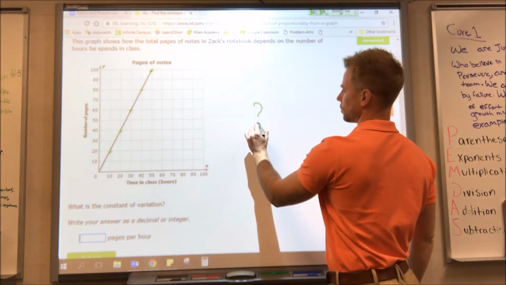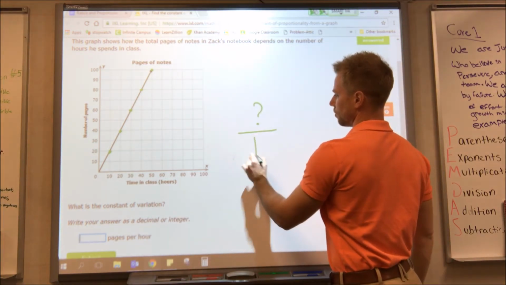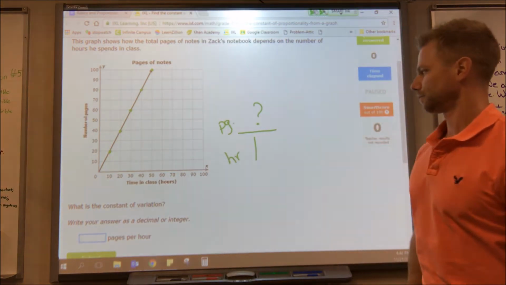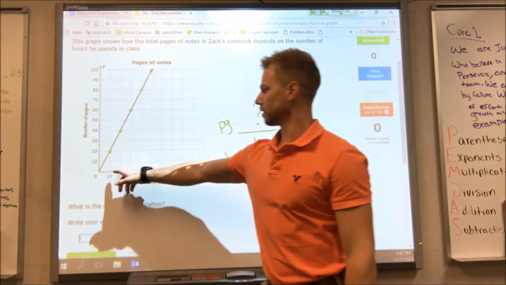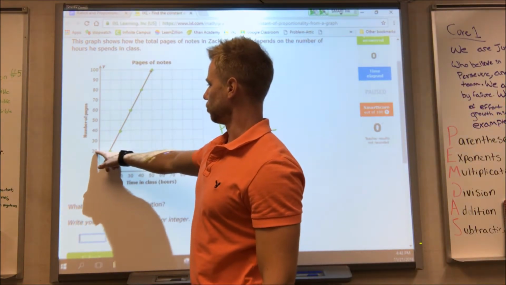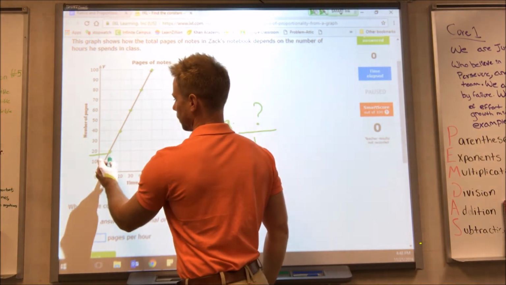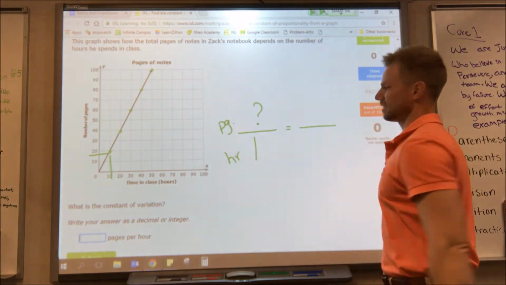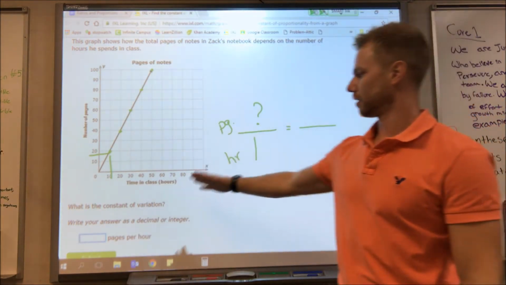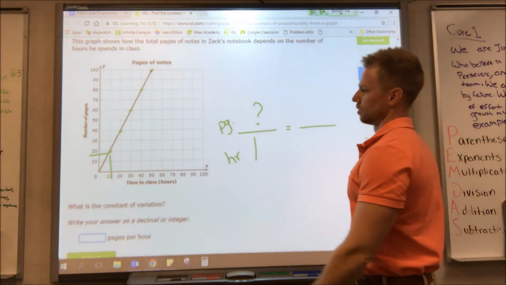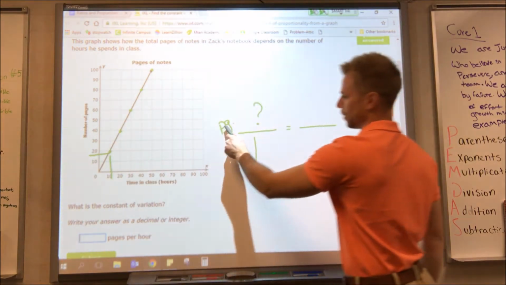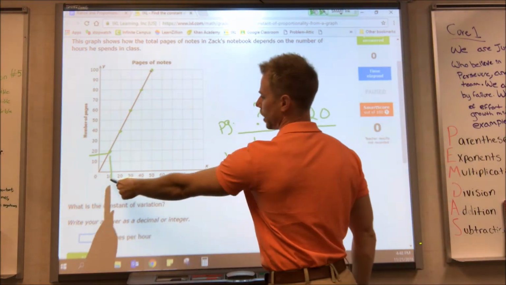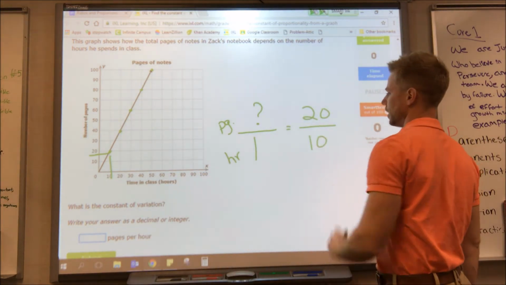So we're looking for some number of pages for every 1 hour. Pages an hour. All right? So using this point, we can see that we do 20 pages in 10 hours. So basically, we can use a proportion to find our constant of variation. 20 is pages. Pages I have on the top, so I need to put 20 on the top. Hours is in the bottom, which is 10.